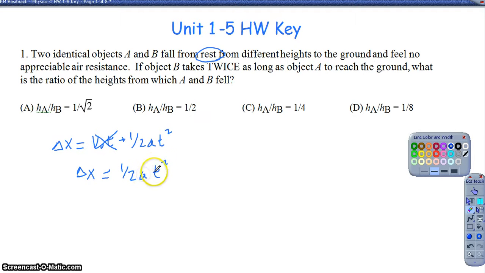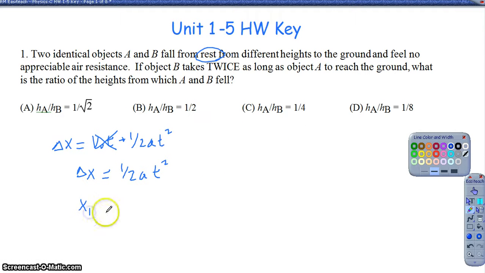Now it doesn't tell me specific numbers. Obviously if you wanted to, you could plug in 9.8 and then make up a time. You can make this 1 second, 2 seconds, whatever, and then double that time and figure out how far it had to have fallen. And then that helps you set up a proportion. But I can actually do this generically too, right?